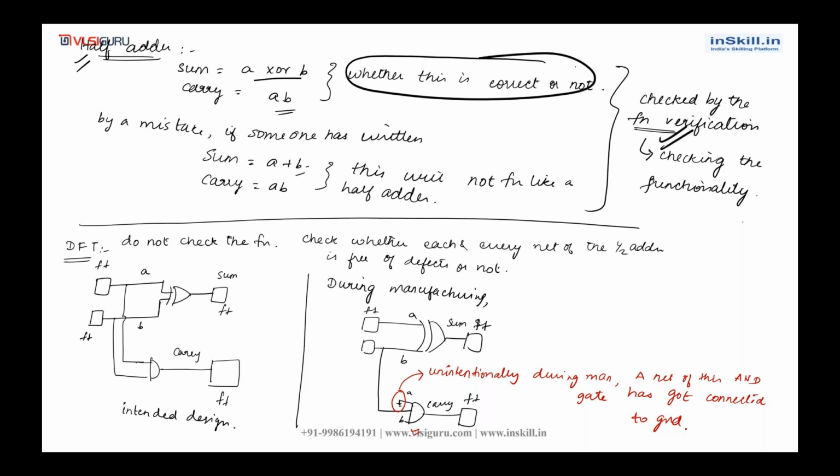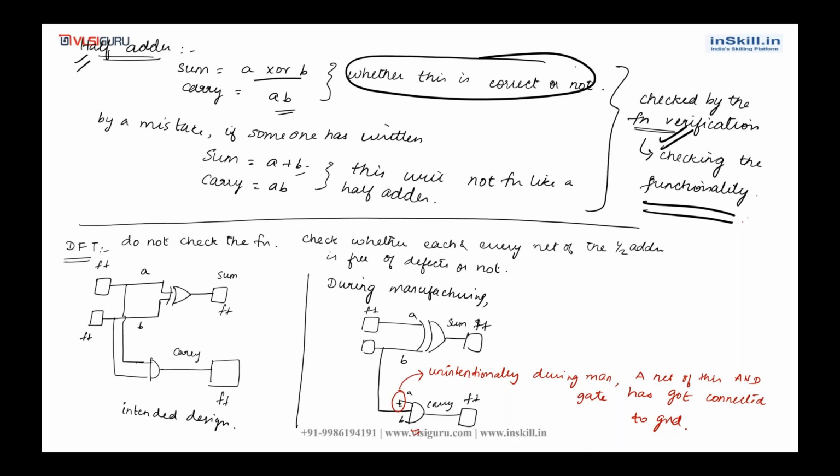In the ASIC flow, we had also seen another team called the verification team, right? That functional verification team will check the functionality. For a half adder, if it is given as sum equals A XOR B, carry equals AB, whether this is correct or not is what will be checked by the functional verification team.